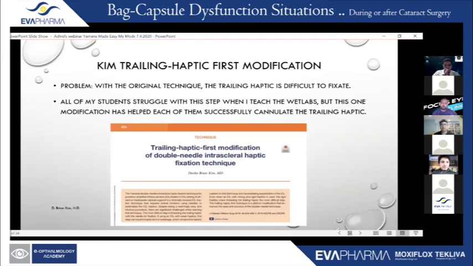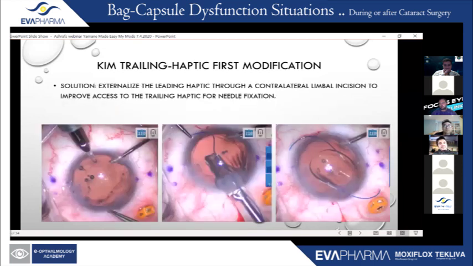And so I wrote this technique up on JCRS, and I didn't know if this was actually a beneficial technique. Maybe this is just in my mind, but when I started to teach this at the wet labs, all of my students, hands down, once I taught them this modification, were able to cannulate the haptic into the needle so much more easily. So I do feel like there's some truth to this.